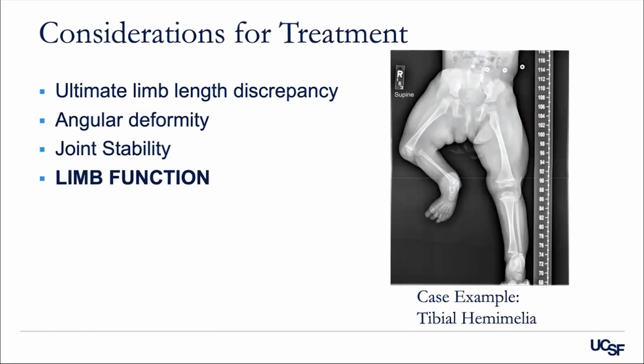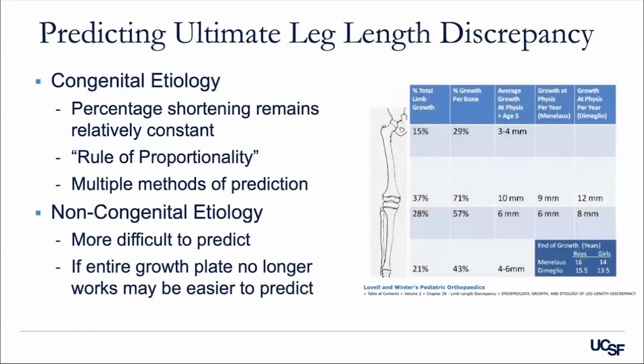Once a diagnosis has been established, there are important considerations for treatment that are used for both congenital and non-congenital etiologies. These include calculating the ultimate limb length discrepancy, assessing whether there's an angular deformity, whether there is joint stability, and what is the overall limb function of the patient. When we evaluate a patient who is skeletally immature or has growth remaining, we notice that there is a certain leg length difference, but we anticipate that this is going to change as they finish growing.